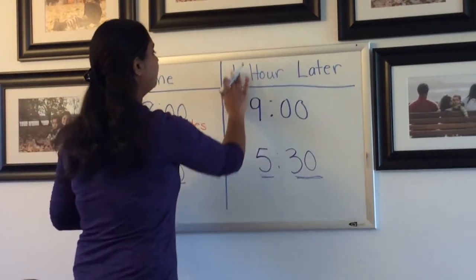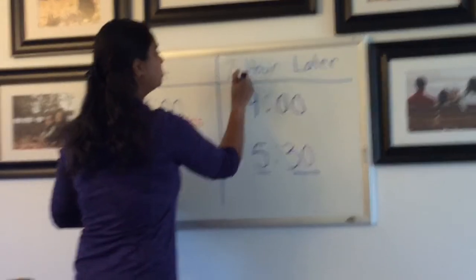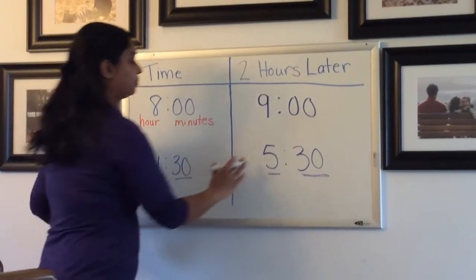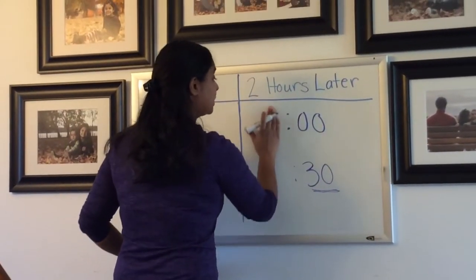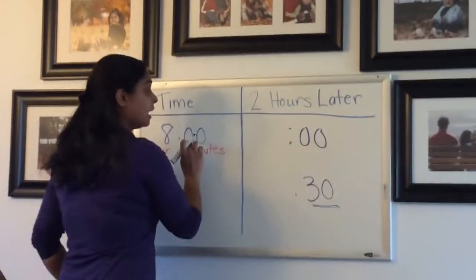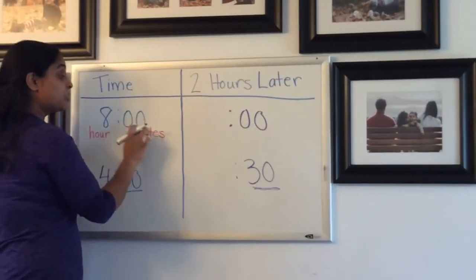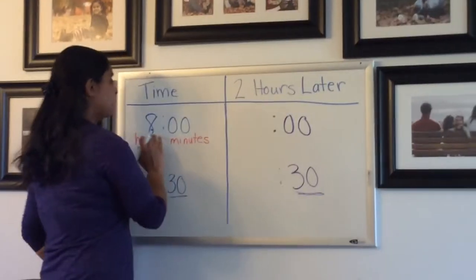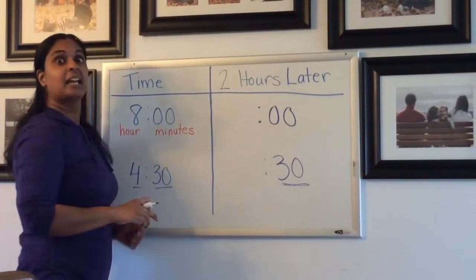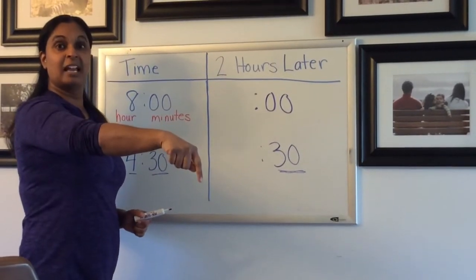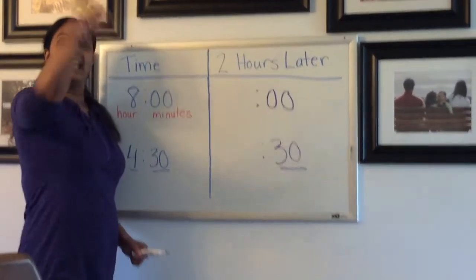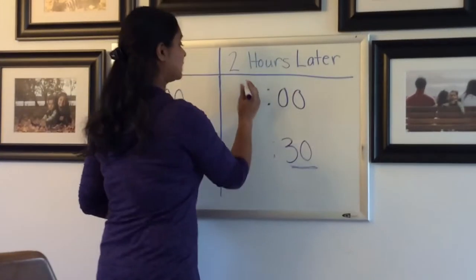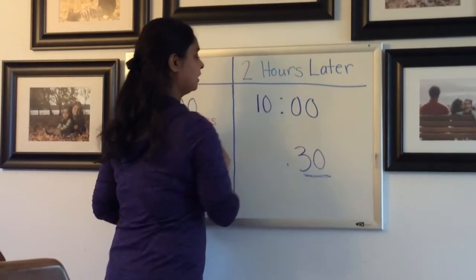All right, let's see if we can do 2 hours later. Okay, so what I'm going to do is I'm going to take out the hour spot. I know what the minute spot is going to be. It's going to be the same as the one that I started with. So I'm going to leave that like this. And now I'm going to punch out on 8 and count 2 hours forward. Ready? 8, 9, 10. So 2 hours later would be 10 o'clock.